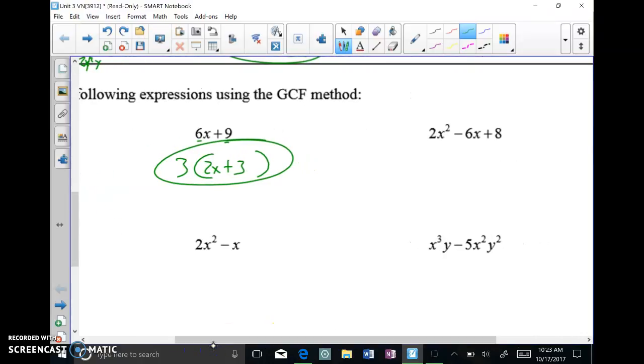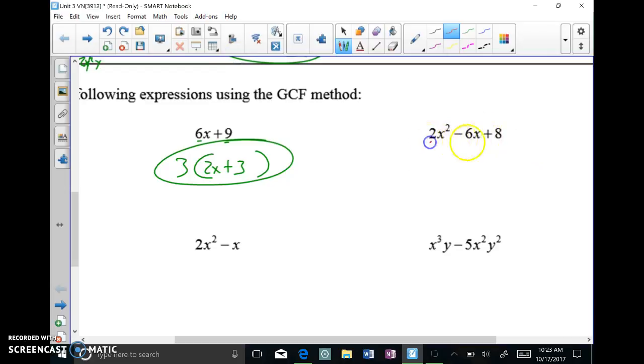How about that? All right, how about this one? 2x squared minus 6x plus 8. So it's not always two terms. It could be as many terms. It could be a 5-term, 7-term, a 20-term expression. But if there's anything that everything can be divided by, remember, it has to be everything. Like this one, this has an x, this has an x, but this doesn't. So you cannot divide by x here.